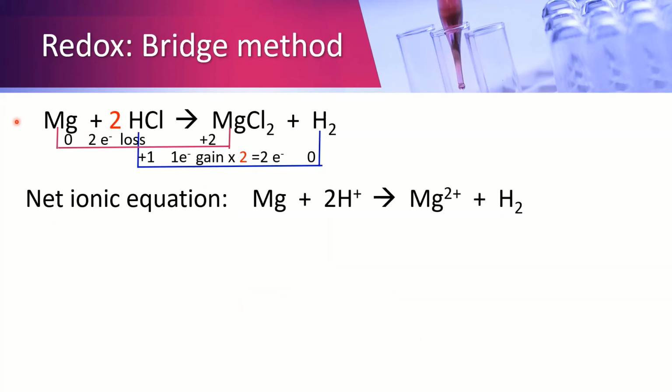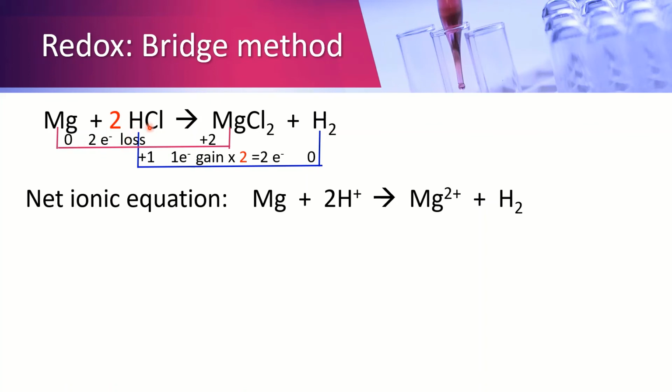Redox reactions can also be balanced using the bridge method. In this method, it is simpler, but you need to have a mastery in solving oxidation numbers. In this reaction, magnesium plus HCl to produce magnesium chloride plus hydrogen gas. The oxidation number of magnesium here is 0, while here it is positive 2. Why positive 2? Because chloride is negative 1 times 2 is negative 2. So negative 2 plus positive 2 is 0. So this is positive 2. Now, from 0 to positive 2, this is 2 electron loss.